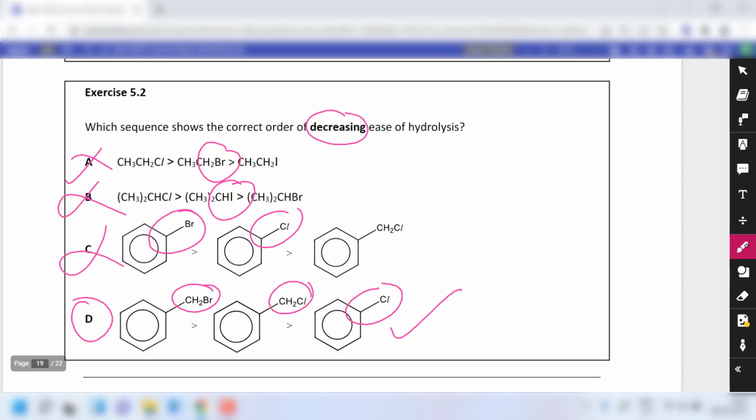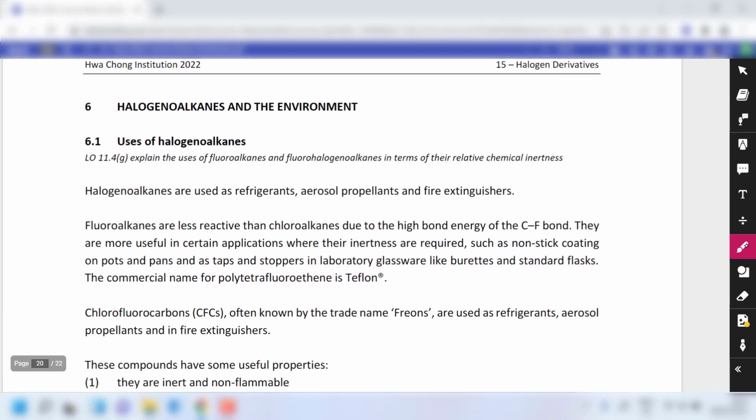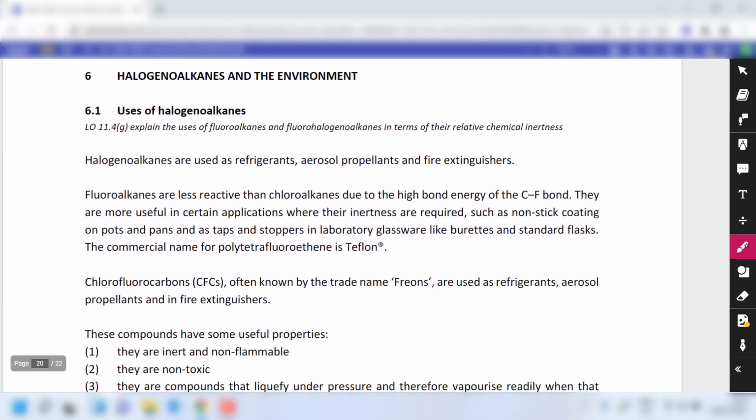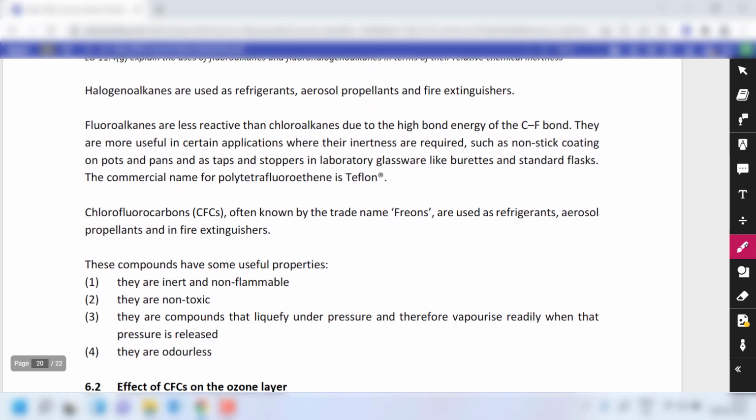Generally, they are testing you on some of the basic concepts which you have learned earlier on. Okay, then for section 6, I think I can leave you to read on your own. It's basically referring to the uses of halogenoalkanes and the environment. So number 1 is the making of Teflon, which is a non-stick coating on pots and pans.